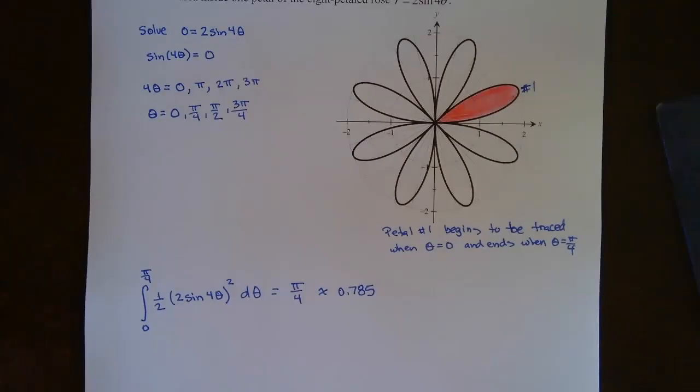You know what? There's one more thing I want to say about this. If I wanted the area of the entire thing, I could do 0 to 2 pi. Or an alternative way is to do this and just multiply this area by 8.